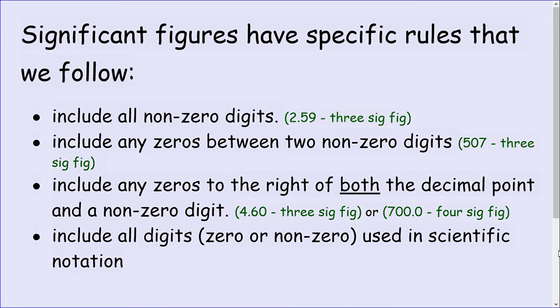And so in the second example, if that was just 700 without the decimal, it would only have one significant digit in it. The zeros after that wouldn't count. But as soon as you see the decimal place with any numbers after it, those zeros count, and it becomes four significant digits. They include all digits, so 0 or non-zero, that are used in scientific notation.